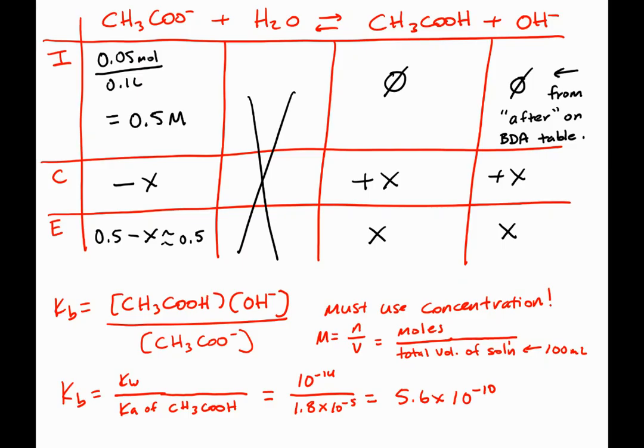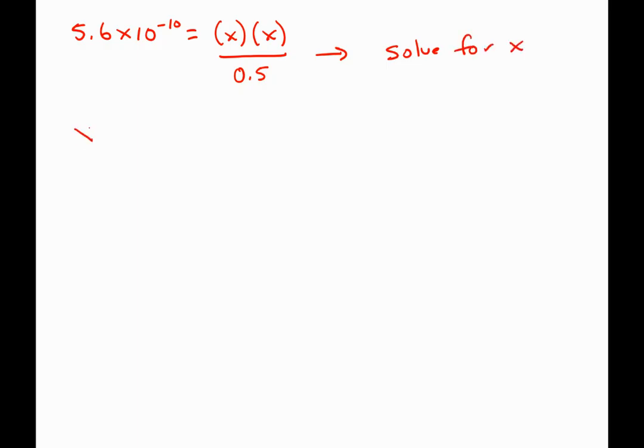Now, we're going to take all of these values and plug them into the Kb expression. Kb was 5.6 times 10 to the minus 10, and that's equal to the concentration of acetic acid at equilibrium, which was x, times the concentration of hydroxide at equilibrium, which was also x, over the concentration of the acetate ion at equilibrium, which was 0.5 molar. We'll go ahead and solve this for x. If you solve for x, the value of x comes out to 1.67 times 10 to the minus 5.